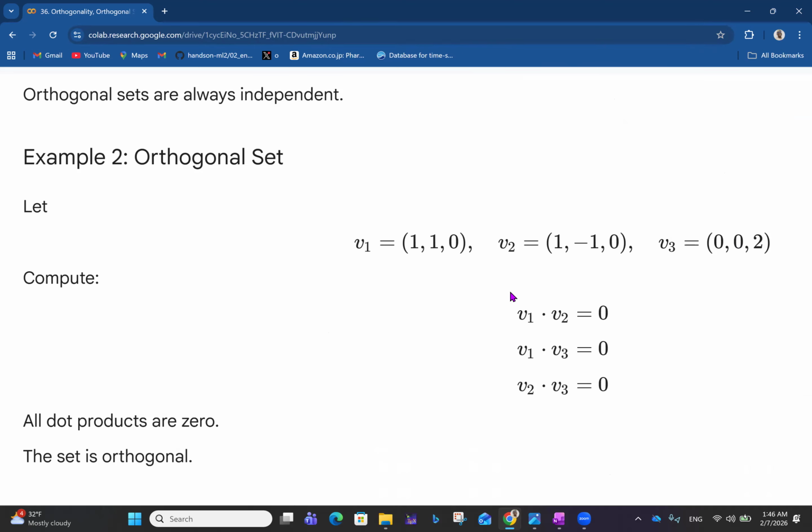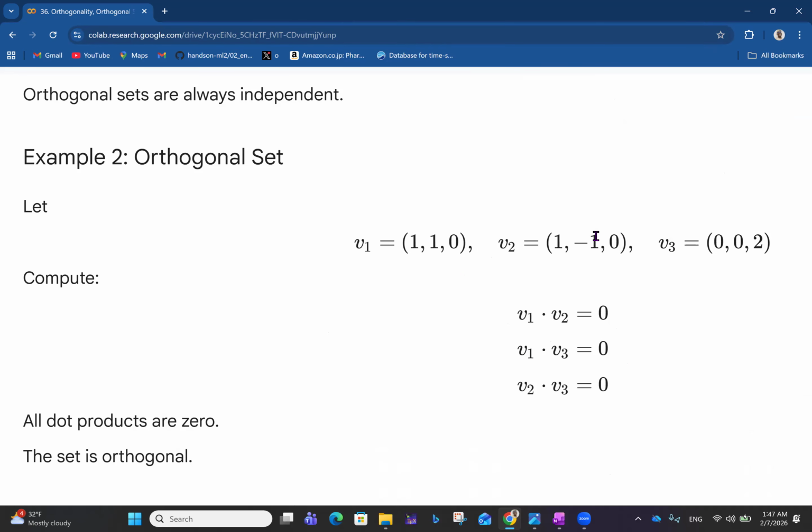So let's check. If you compute v1 dot v2, that is the dot product: 1 times 1, 1, and 1 times minus 1, minus 1, and 0 times 0 is 0. So that's automatically 1 minus 1, which goes to 0. Then v1, v3: 1 times 0 is 0, 1 times 0 is 0, 0 times 2 is 0. So v1 dot v3 is also 0.